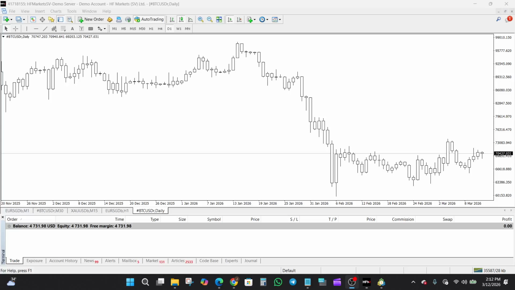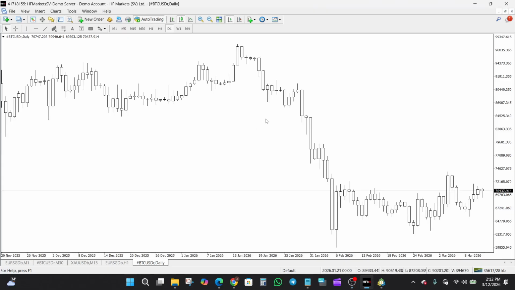Hello traders, in this video we are going to be looking at how to read and interpret holo candlestick charts. Now, holo candlestick charts are a visual alternative to traditional candlestick charts. They make it easier to identify price trends and momentum. The first step is to understand holo candles.